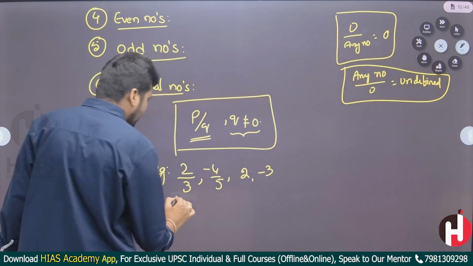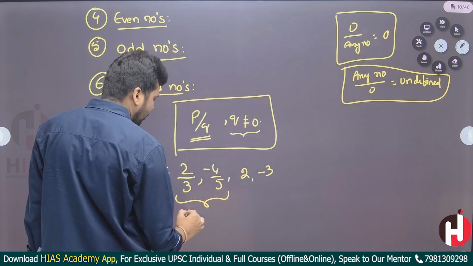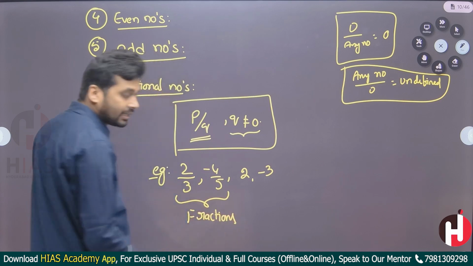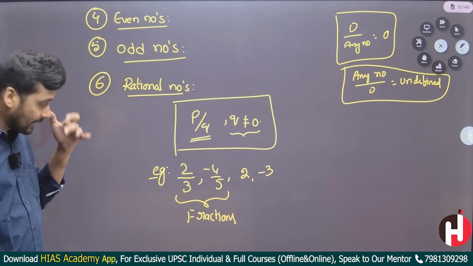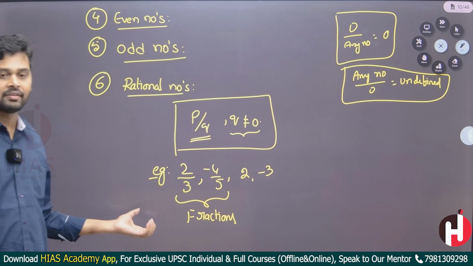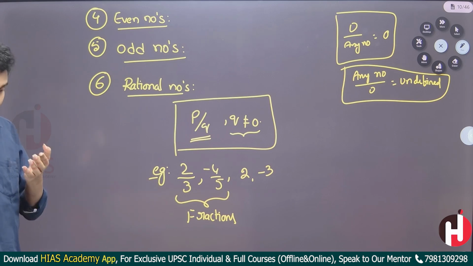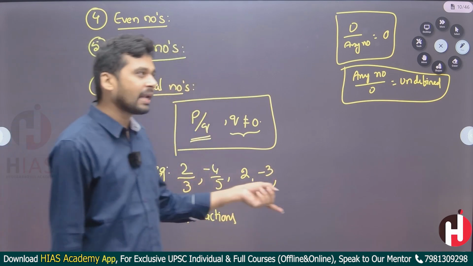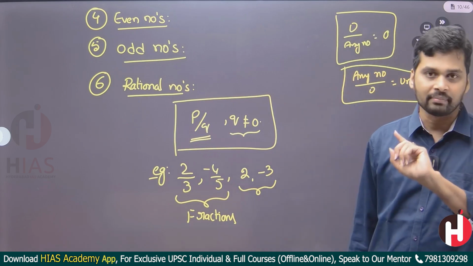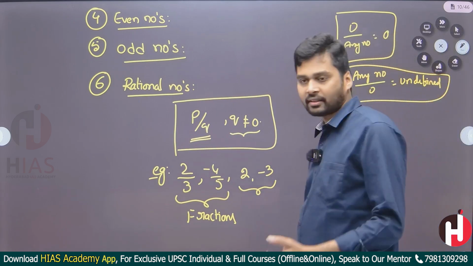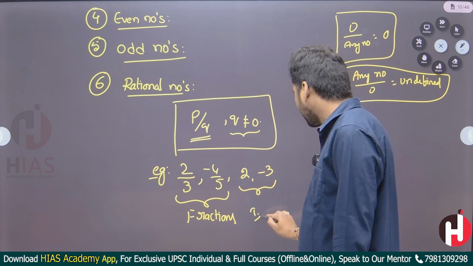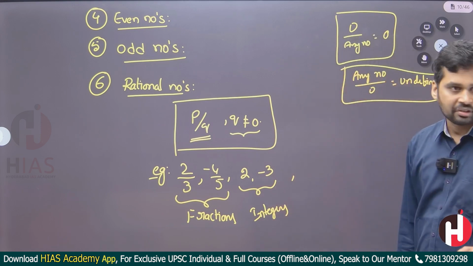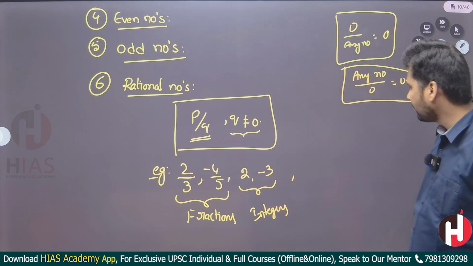If you look at this, 2 by 3, minus 4 by 5, these are what? Fractions. All fractions are rational numbers. You can take any fraction value, and a fraction value is a rational number. Similarly, if you take integers, 2, minus 3, all these numbers are integer numbers. So all fractions are rational numbers, and all integer numbers are rational numbers.